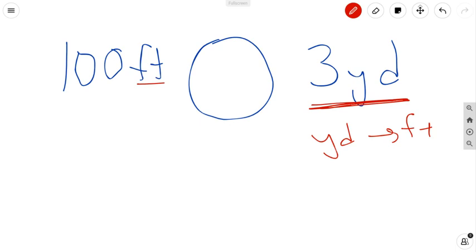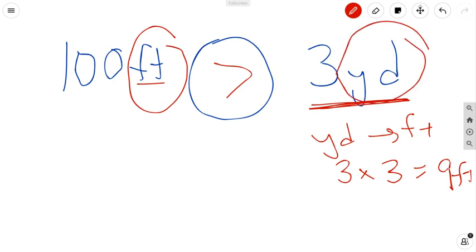Going from big to small means I'm going to multiply. I know that there are 3 feet in a yard. So I can do 3 times 3, and that's going to give me 9 feet. Well, obviously, then this one's bigger. The key when you do the comparisons is getting them both to be the same. I took 3 yards and turned it into 9 feet. So then I'm just comparing 100 to 9.